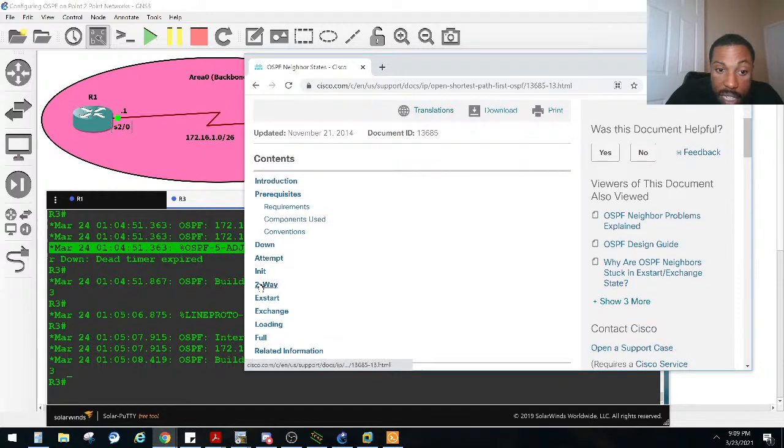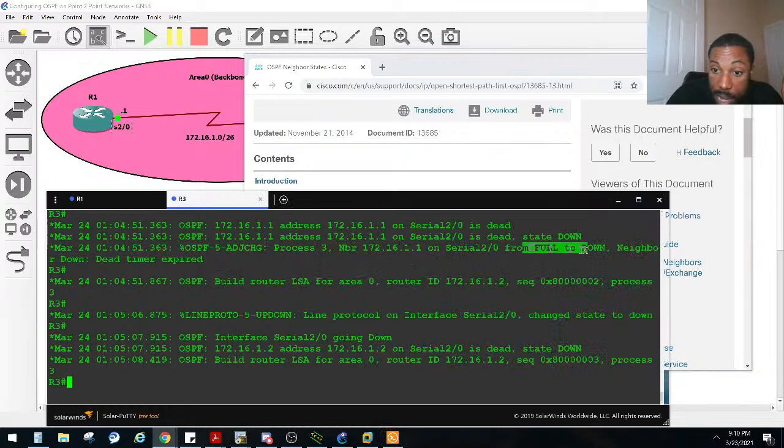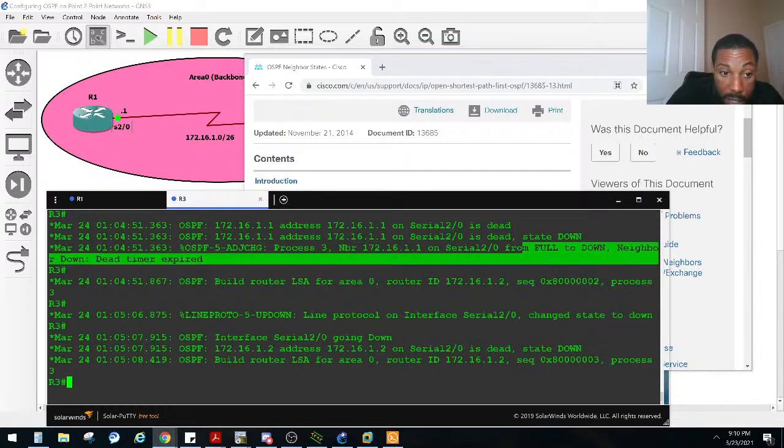Down, attempt, init, two-way, exstart, exchange, loading, full. When you become full, that's when you're neighbors. We went from full to down, and then we considered them dead, right? Notice that right there. Notice full to down. Dead timer expired. Remember, by default, you send a hello every 10 seconds, and 4 times the hello is when we consider our olds or neighbors, our old guy down the block, dead, right?